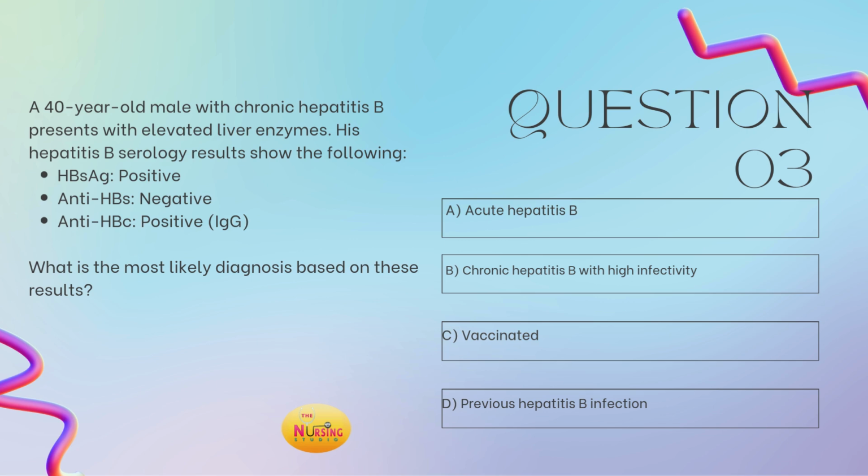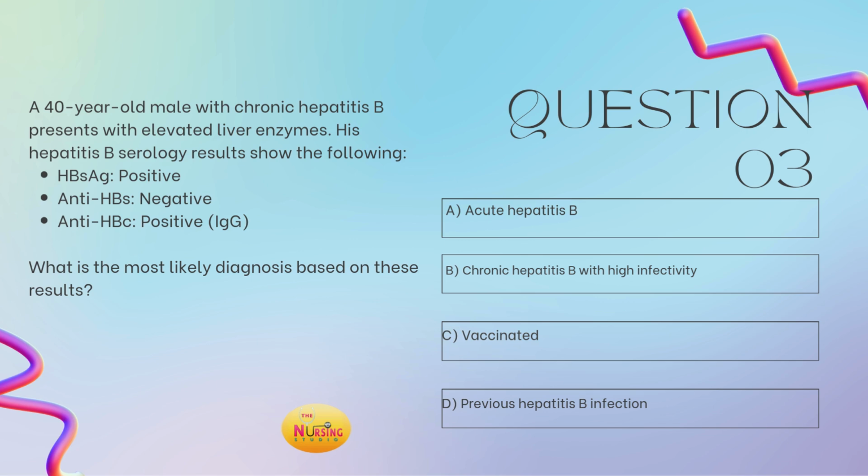So here we know it would be B, it's chronic hepatitis B because the surface antigen is positive, so we know they have the infection. And the core being positive for the IgG, remember G is chronic, so we know they have chronic hepatitis B.